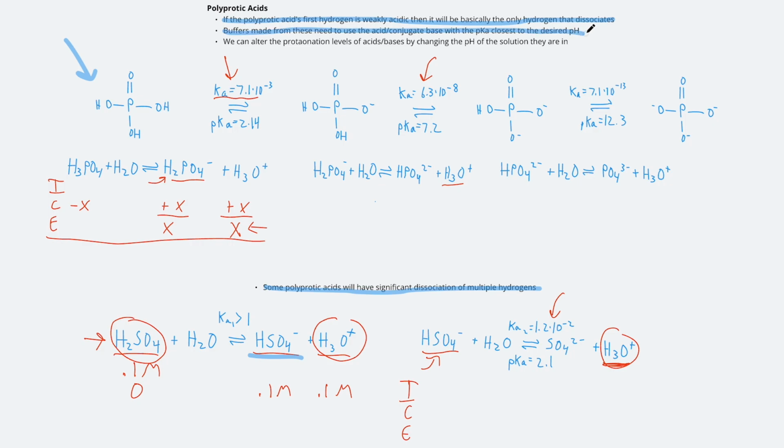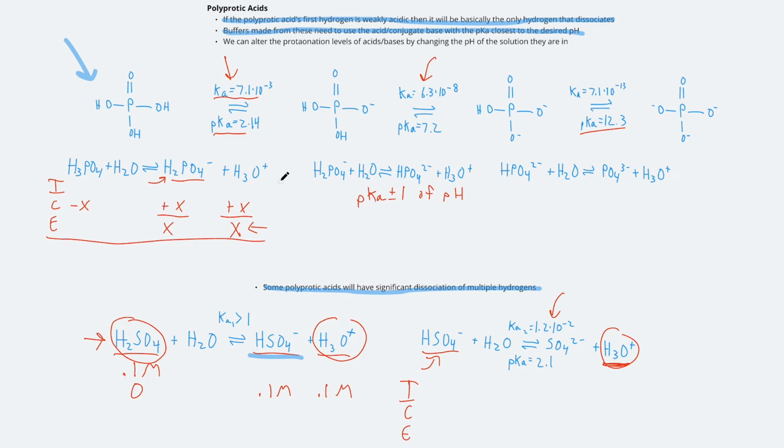using a polyprotic acid and how you choose the correct acid and conjugate base pairing. Remember that to create an effective buffer, your pKa needs to be within 1 of the pH. So in most problems, they're going to tell you the desired pH of a buffer, and then you need to figure out how do you create that buffer.